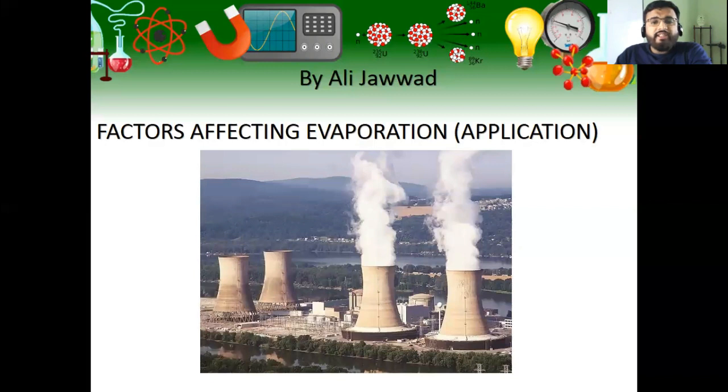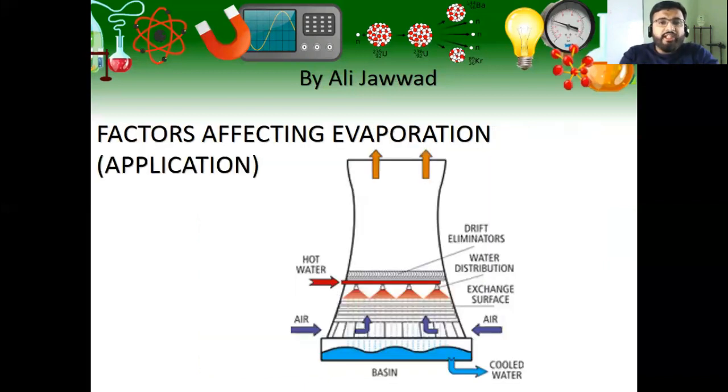All these factors are implied in these cooling towers as an application. So what happens inside this cooling tower? The cooling tower is used to cool down the hot water in the industry. So how does it work? Let us see. The hot water enters the cooling tower from the top, and as we know that evaporation is a cooling process and the removal of high energy molecules, it will cool the water to lower temperatures.